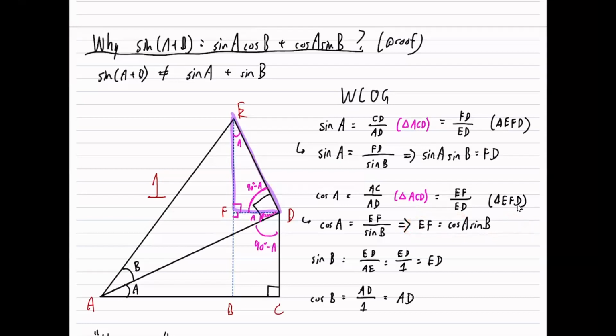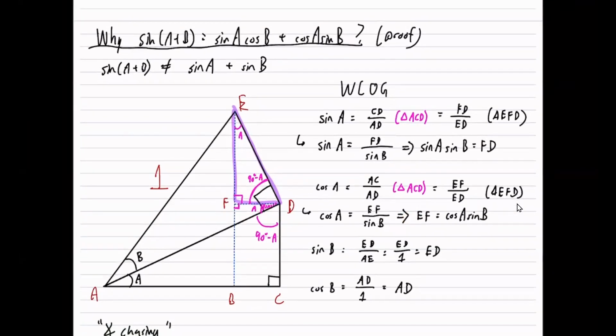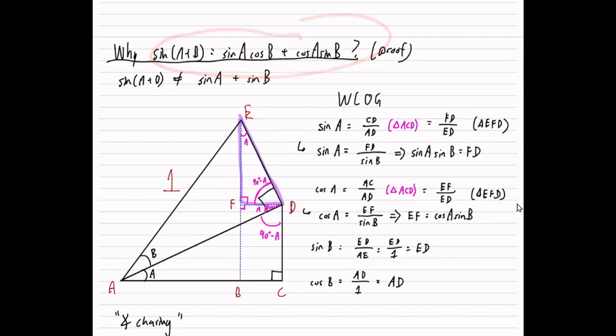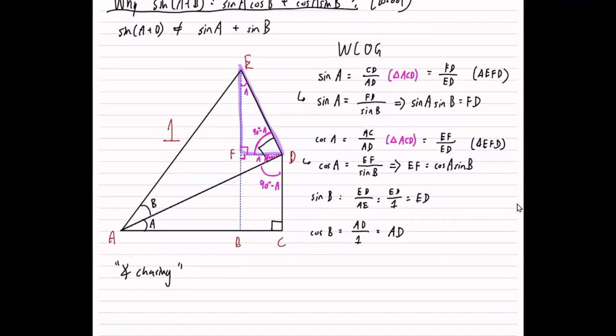EF equals cos A sine B, but what's really our end goal is to show sine A plus B equals to this, right? But what is sine of A plus B? It's really just asking you to use sine in a right angled triangle. And where is A plus B? It's this huge angle here, right? The yellow one. So can you see a right angled triangle involving A plus B? What triangle is that?